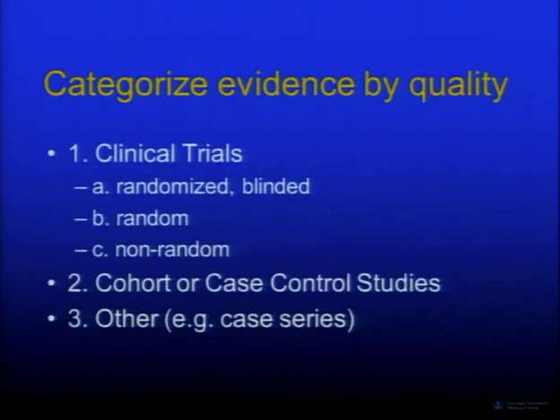So just thinking about this was done for the cardiac risk factors, but you always want to try and categorize evidence by the quality. Clinical trials are the best, particularly if they're both randomized and blinded. Think about the reasons why we randomize, why we blind, what's the primary purpose. Then they could be random but not blinded, and non-random. Then there's cohort or case control studies, and then there's other cross-sectional studies, case series studies, ecologic studies, much lower evidence than either the clinical trial or the cohort or case control.